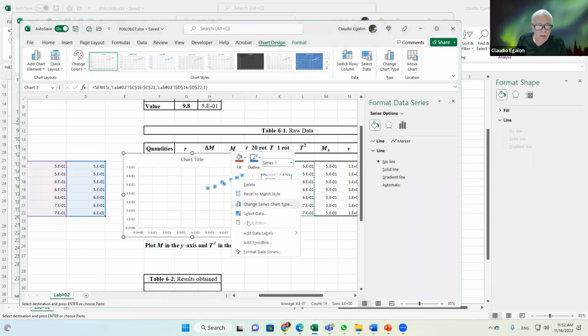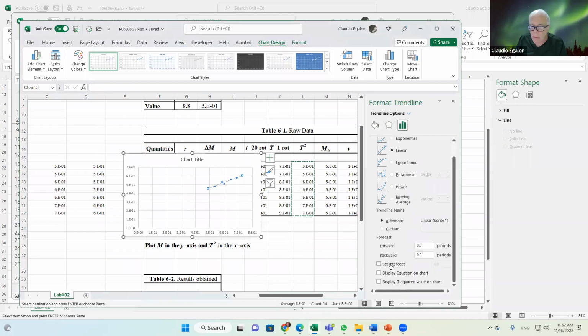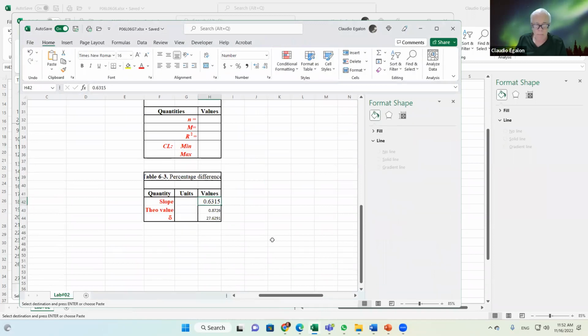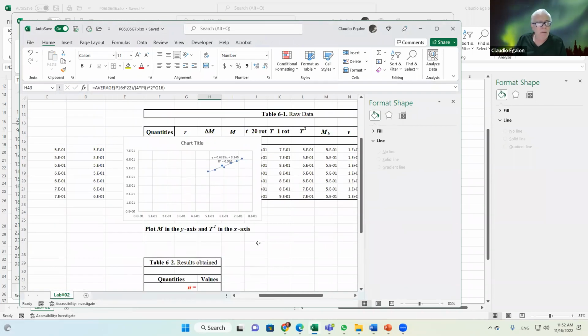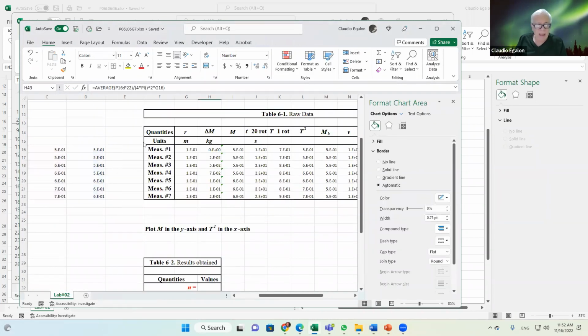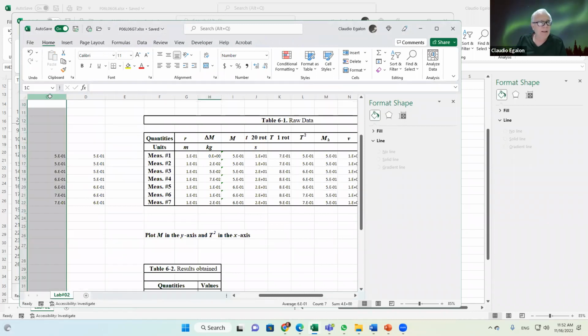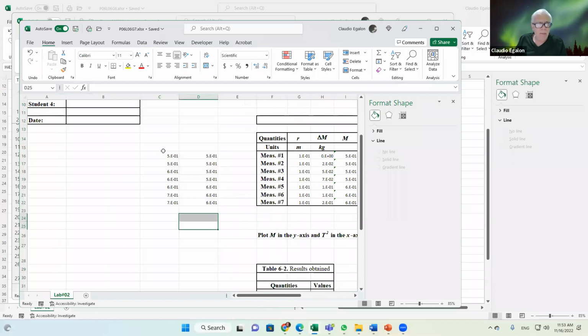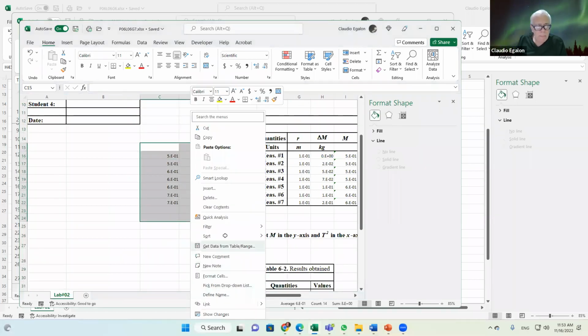What do I get for my slope? Yeah, 0.6315, just like I got from the other plot. It's a 27% difference. You know, this experiment, sometimes I have problems with it. I get those high percentage differences, and I never find out why. But 27% is acceptable for now.